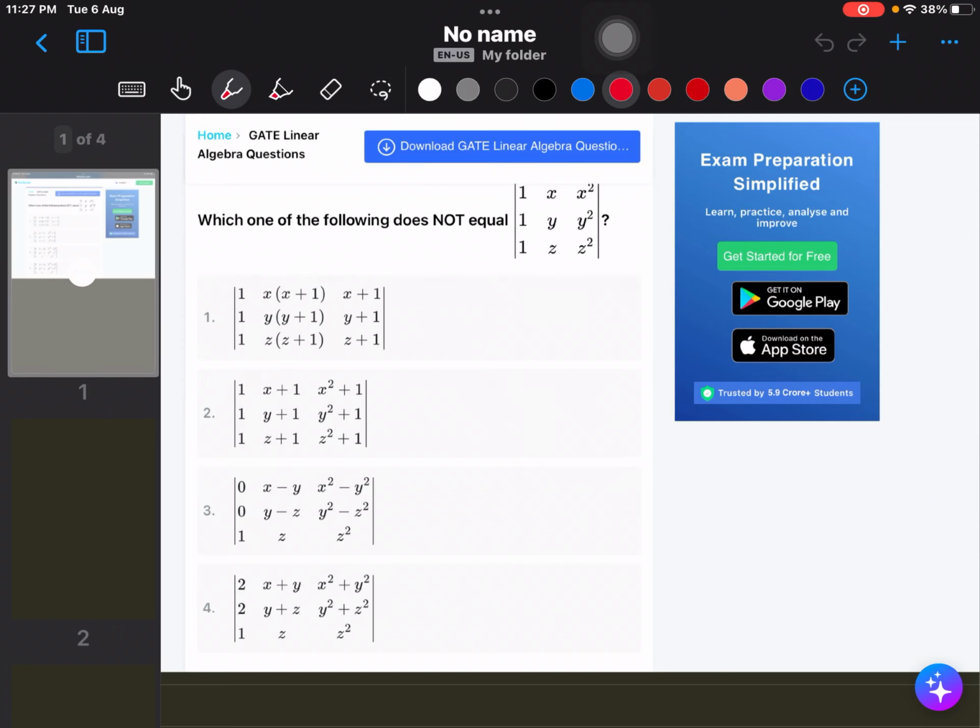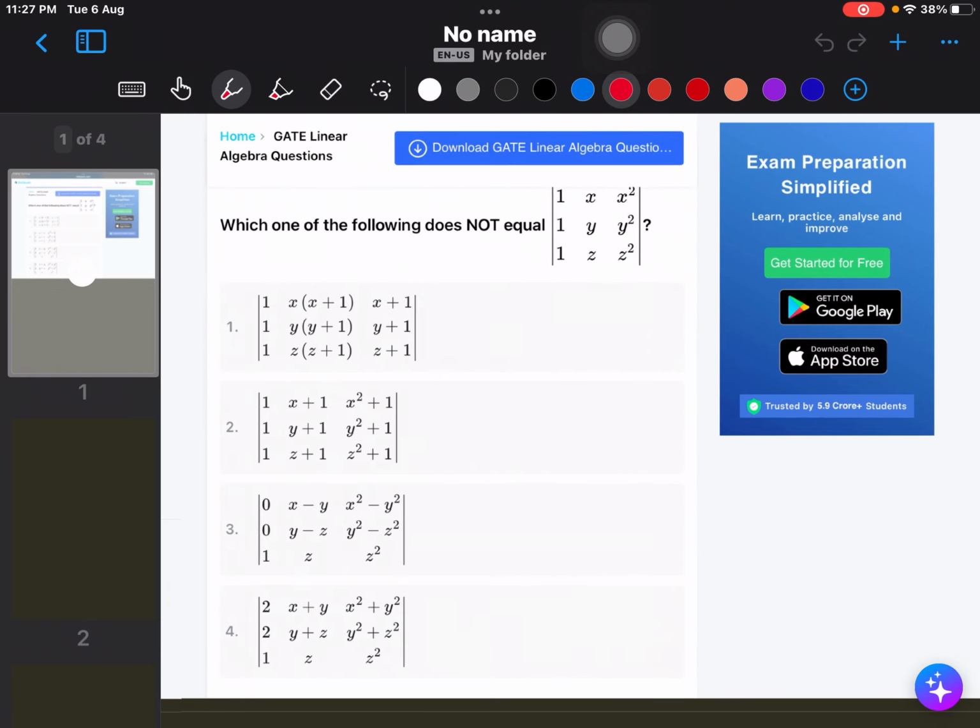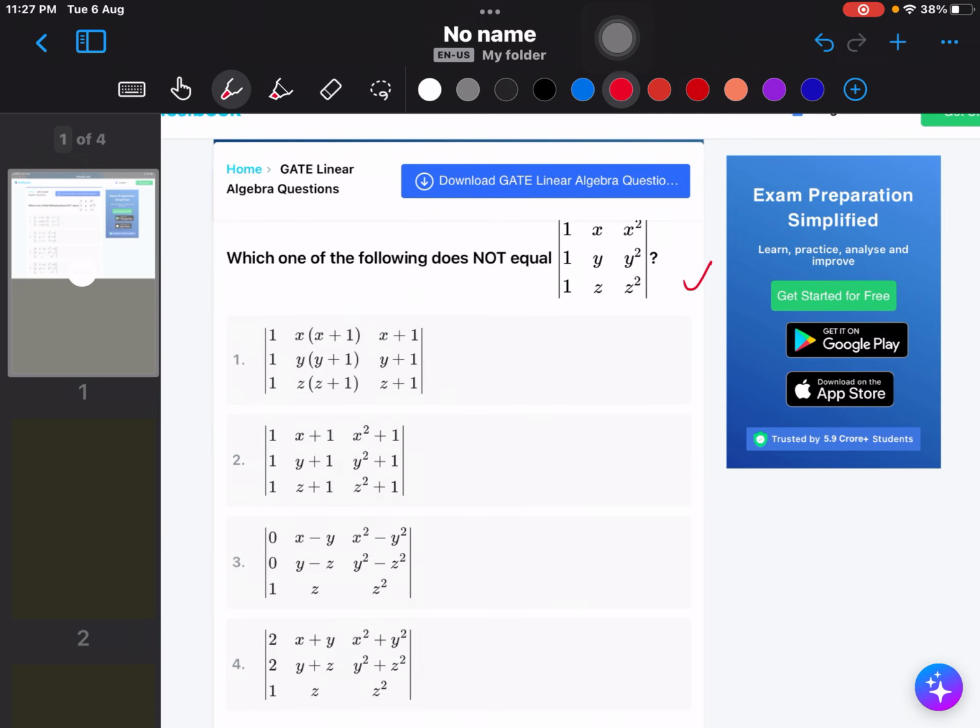Okay, so this is another question. What is it saying? Which of the following options does not equal this? So we have this matrix, and using the operations we need to calculate the values, like these values, and find which one is not satisfying this equation.